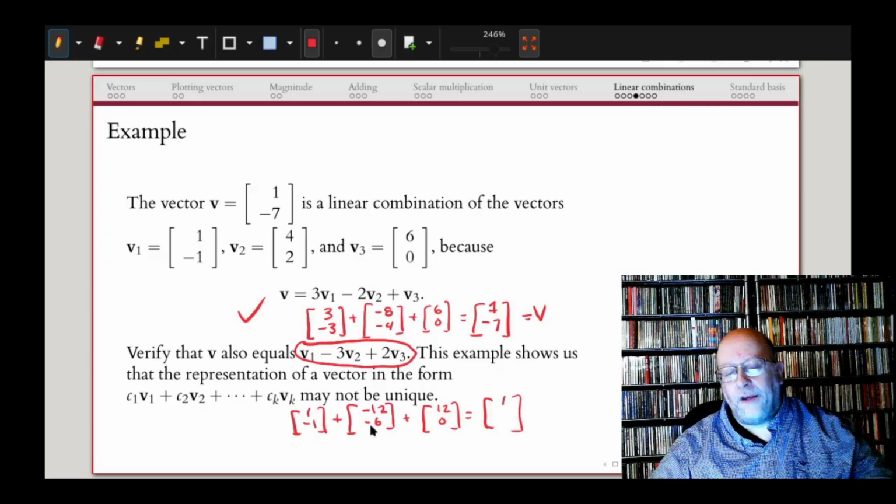-1 minus 6 is -7. -7 and 0 is -7. And that also equals v. And so this vector is a linear combination in 2 ways. We'll talk more about that in just a moment.